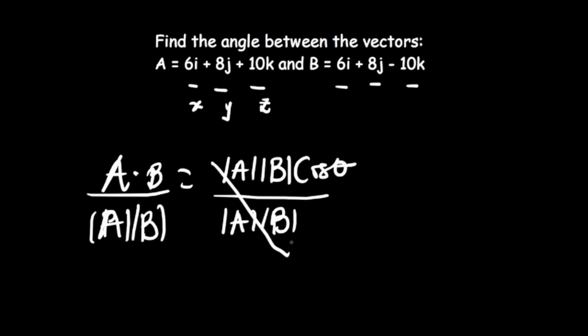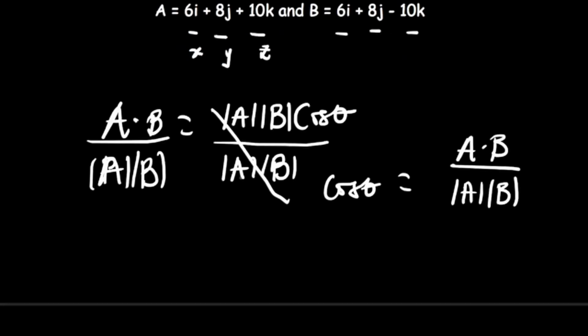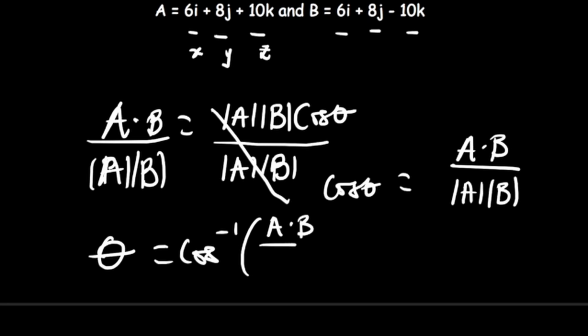And then when they cancel out, you now have that cos theta is equal to the dot product, which is A dot B, over the magnitude of A multiplied by the magnitude of B. And to solve for the angle, what you simply do is to take the cos inverse. So you see that theta is equal to cos inverse of A dot B over the magnitude of A multiplied by the magnitude of B.